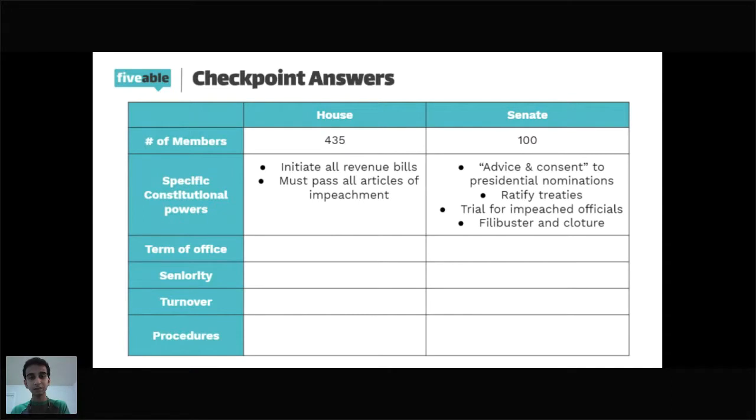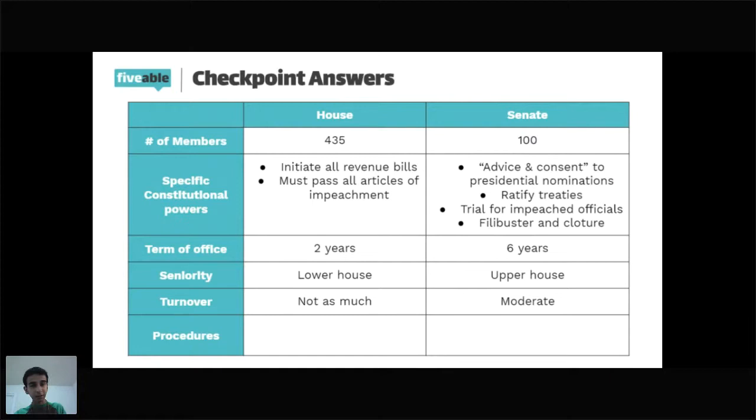Next slide. The term of office, I just went through it because we went through it so many times: the term of office for the House is 2 years, and for the Senate is 6 years. Seniority. Which one is the upper house and which is the lower house? Right. Senate is the upper and House is the lower house. So you have a little bit more prestige in the Senate.